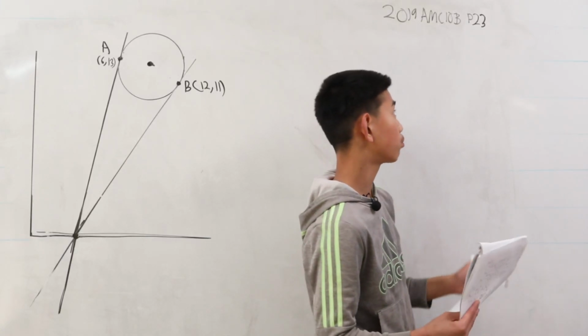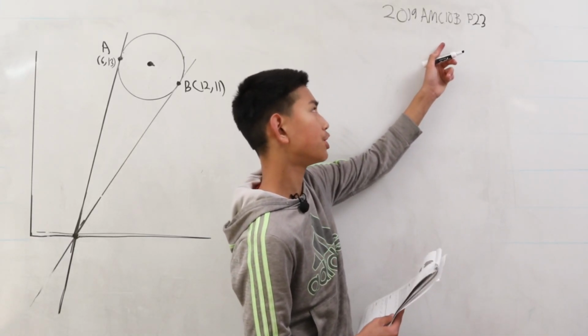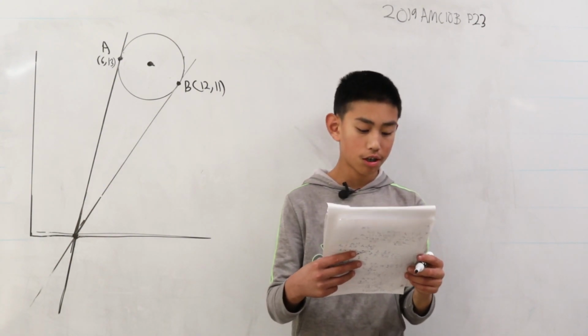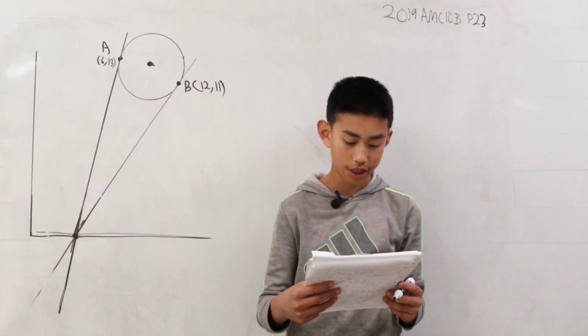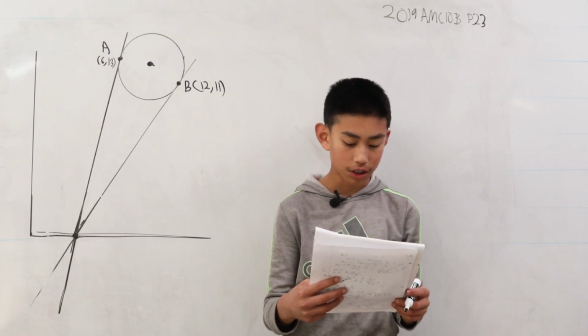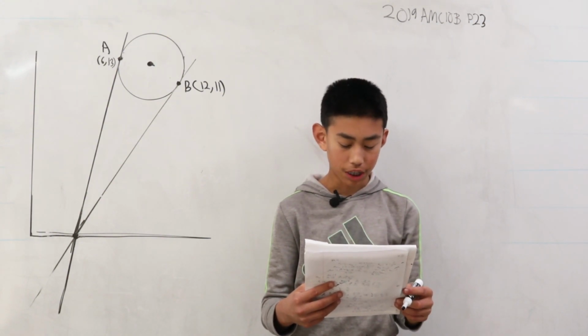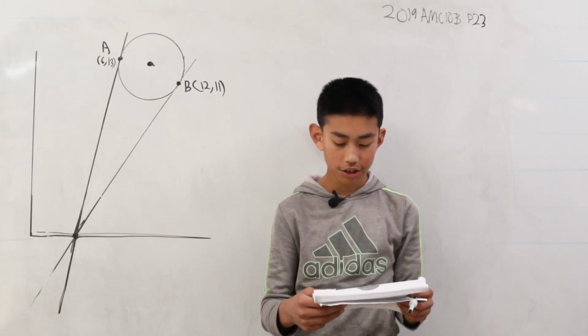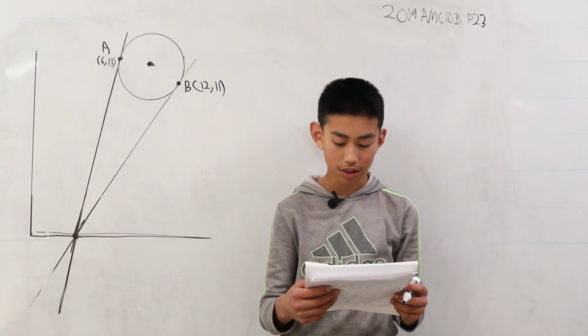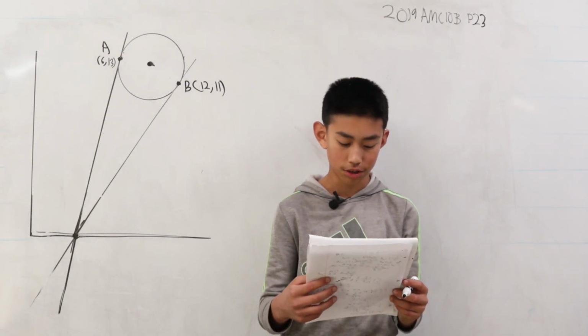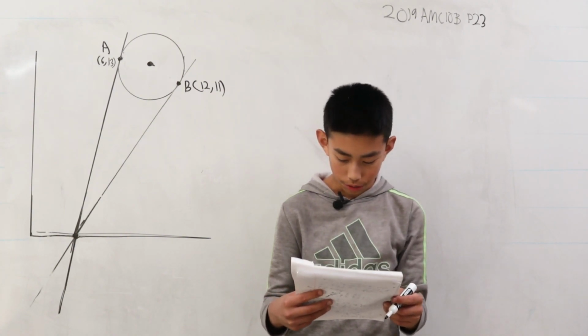We are now solving problem 23 from the MC10B from 2019. Points A (6, 13) and B (12, 11) lie on circle W in the plane. Suppose that the tangent lines to W at A and B intersect at a point on the x-axis. What is the area of W?